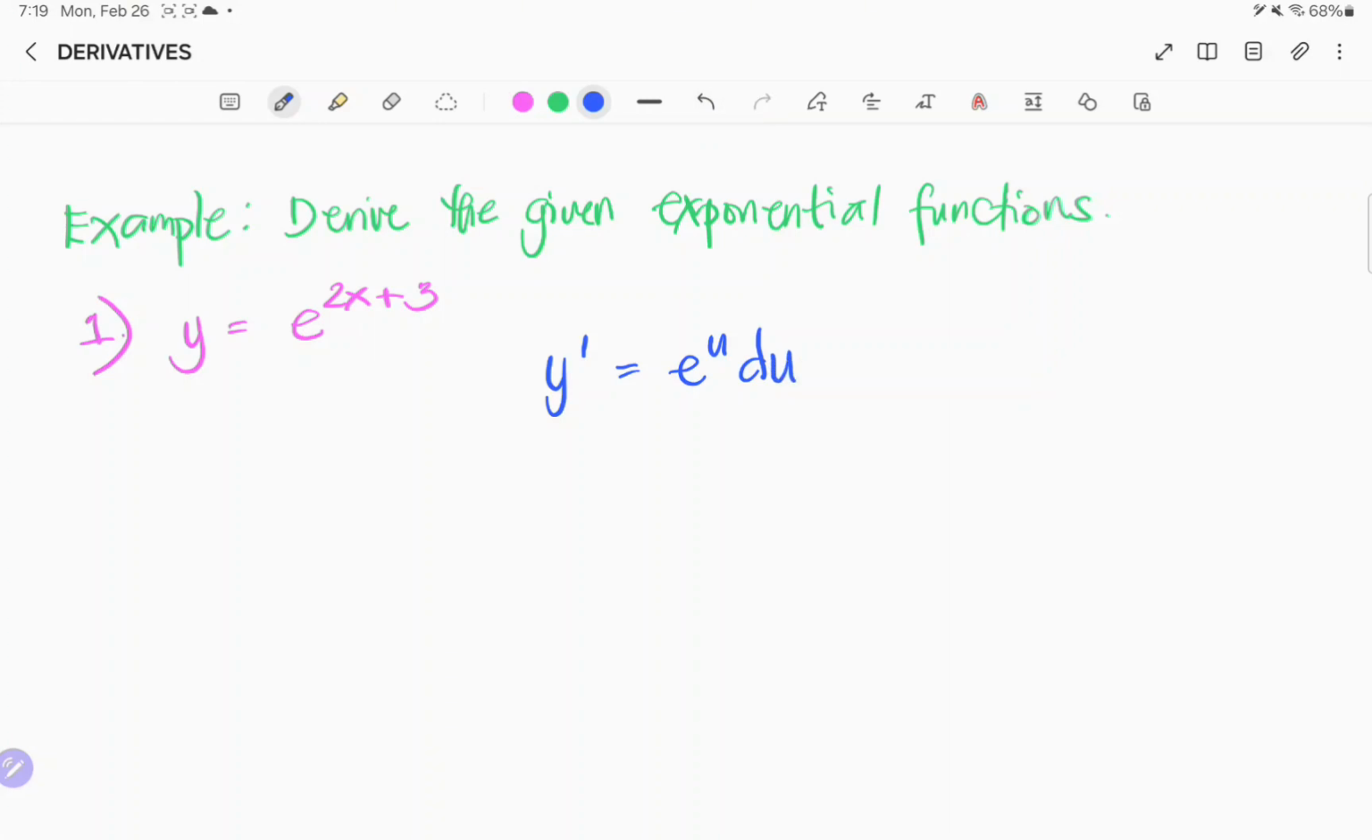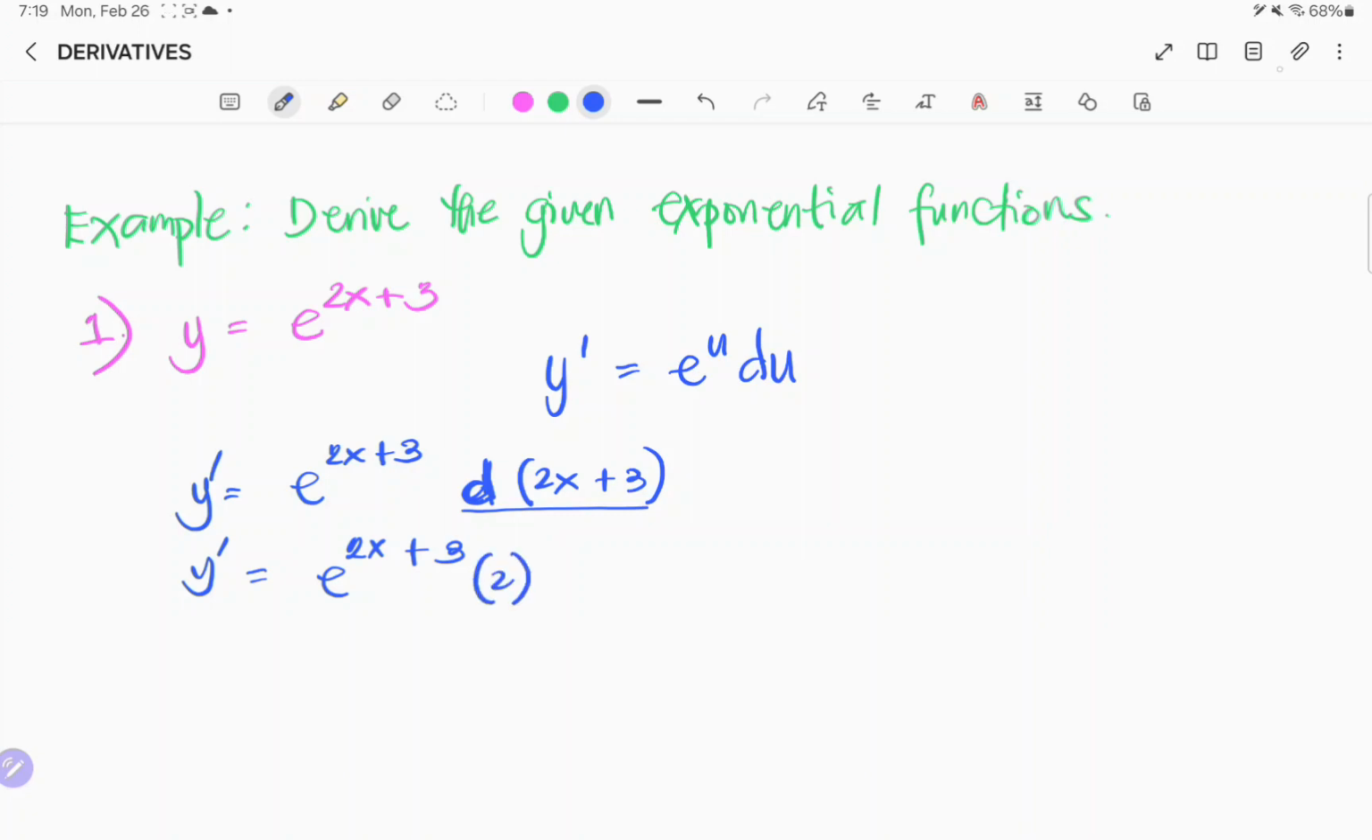So we have y equal to copy e raised to 2x plus 3 and derive what is 2x plus 3. y prime is equal to copy e raised to 2x plus 3, and the derivative of 2x plus 3 is 2. So we have to arrange the factors. It will become 2 times e raised to 2x plus 3. So this is our derivative.